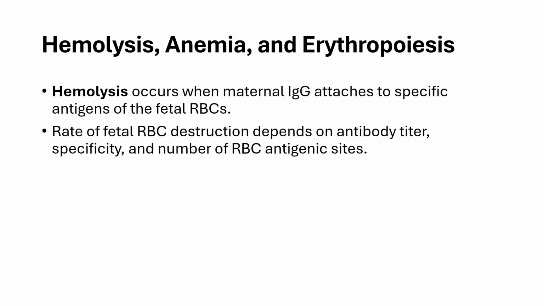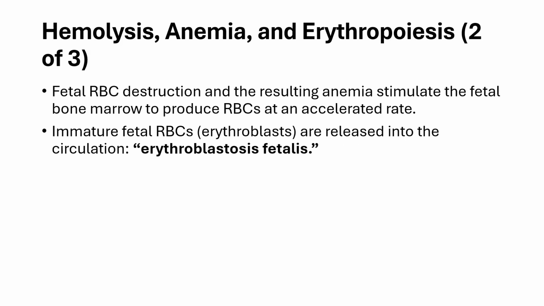The first is the antibody titer, the amount of antibody present, then the specificity of the antibody, and the number of red blood cell antigenic sites on the fetal red blood cells. Fetal red blood cell destruction causes anemia. This anemia stimulates the fetal bone marrow to accelerate red blood cell production. Immature fetal red blood cells called erythroblasts are released into circulation, and this condition is termed erythroblastosis fetalis.